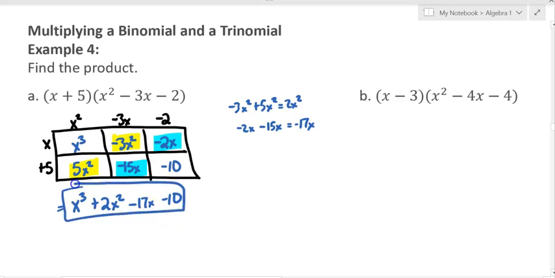And that's my answer. If you want to try B for the practice, go ahead, pause the video and try it, and I'll come back on with the answer.